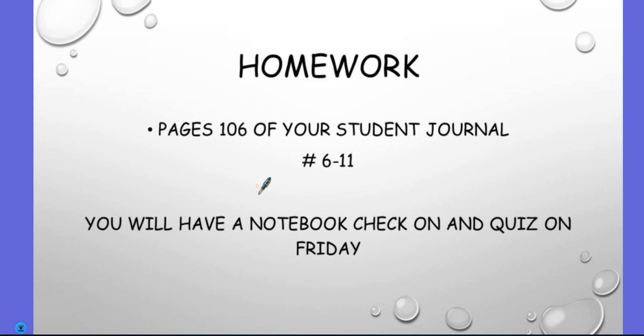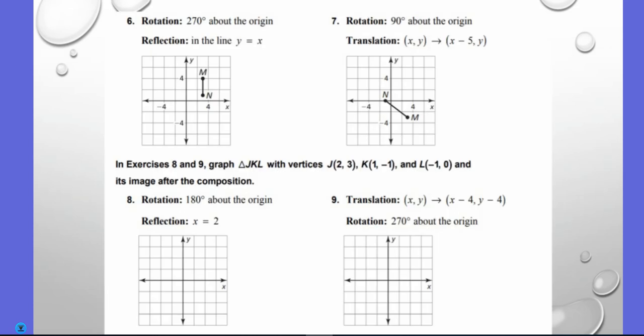Alright, so we're going to do page 106 of your student journal, numbers 6 through 11. These ideas are coming from the Big Ideas Math people, and I'm just showing you how to work out the problems. Alright, so here we go with more composition or sequence of transformations.